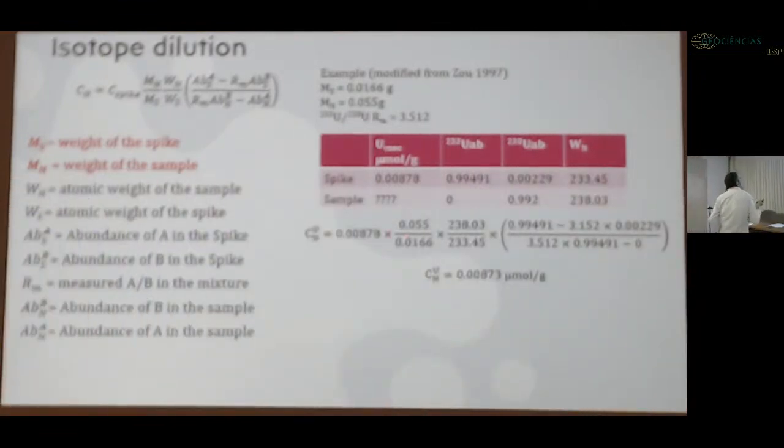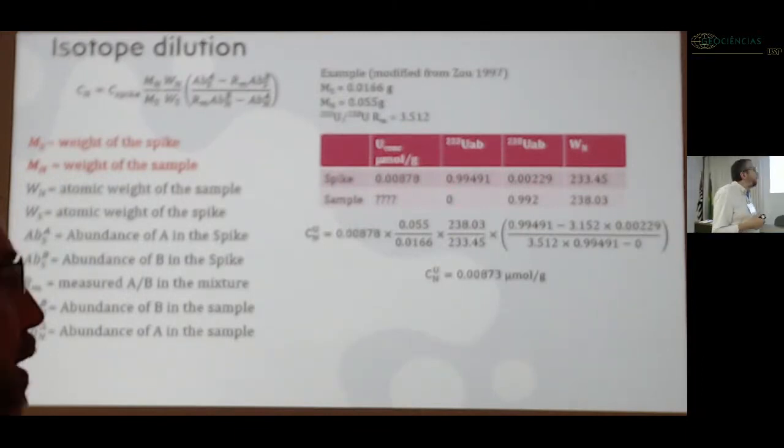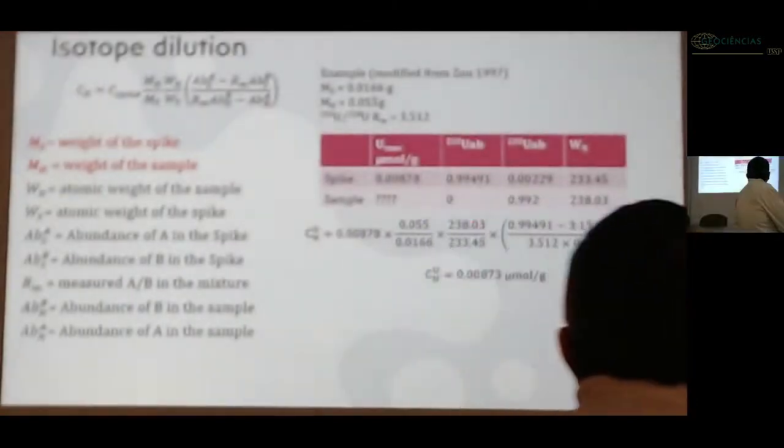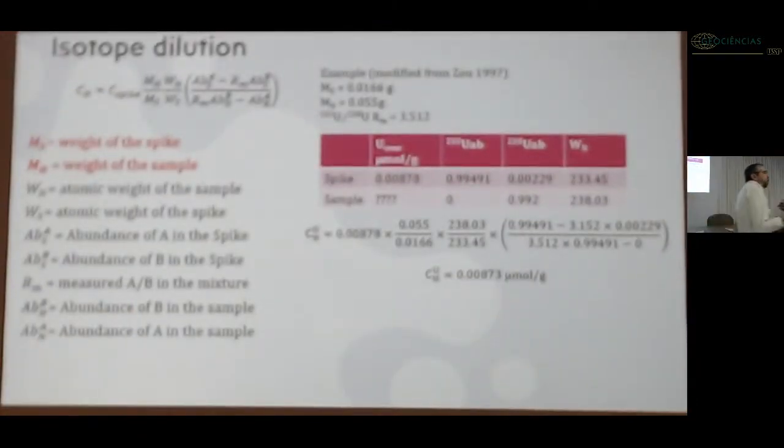Using the same equation, we know the uranium concentration in the spike. We know the abundance of uranium-233. We know the abundance of uranium-238 in the spike. We know the atomic weight of the spike. We know the uranium-233 in our sample is zero, not close to zero, it's zero. There is no uranium-233 in our sample. We know the abundance of uranium-238. We know the atomic weight of the sample. We know the weight of the spike because we are doing that gravimetrically.